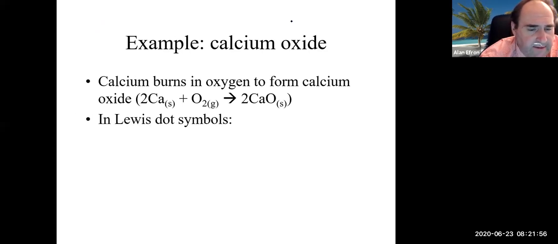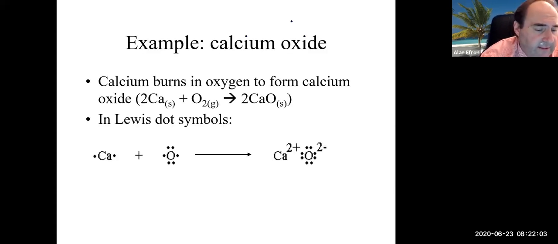So let's take a look at another example. If we put calcium and oxygen together, calcium is group number 2, so it should have 2 valence electrons. So our Lewis dot symbol is there on the left. Oxygen, which is group number 6, has its 6 valence electrons, which is also on the left there.